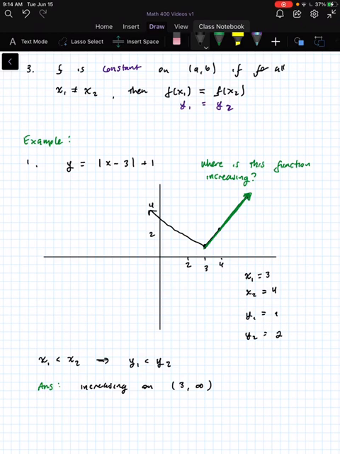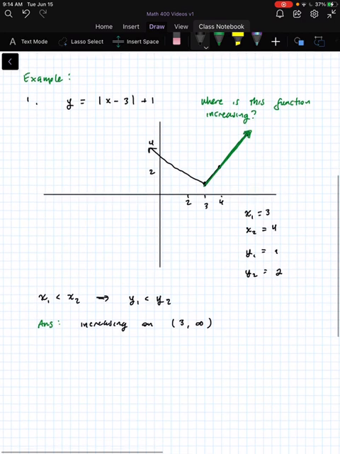We don't have the full picture, obviously, because we can't go out to infinity. But this represents the majority of the behavior of this graph. And notice that we don't include 3 in this interval. So this is only defined for open intervals. We're always going to use open intervals for this. All right, let's see an example now where we're looking at a decreasing function.